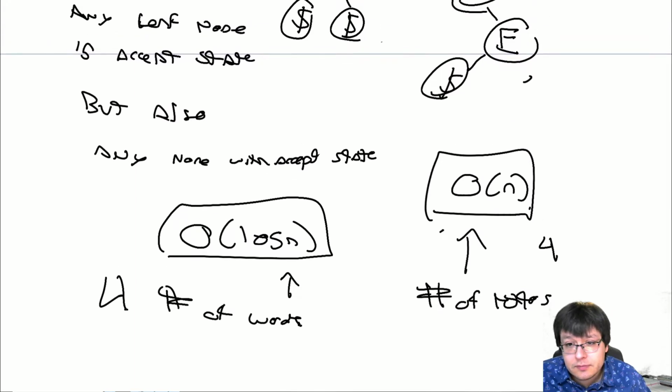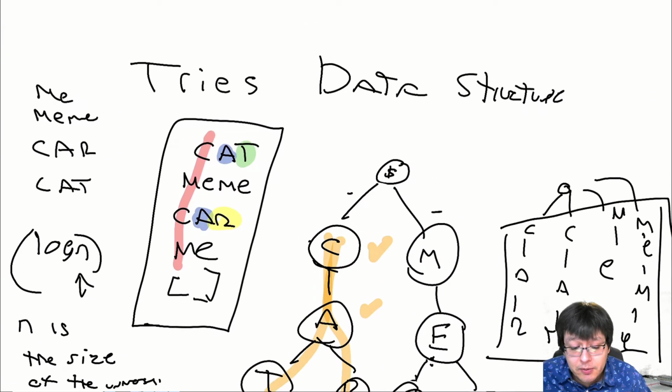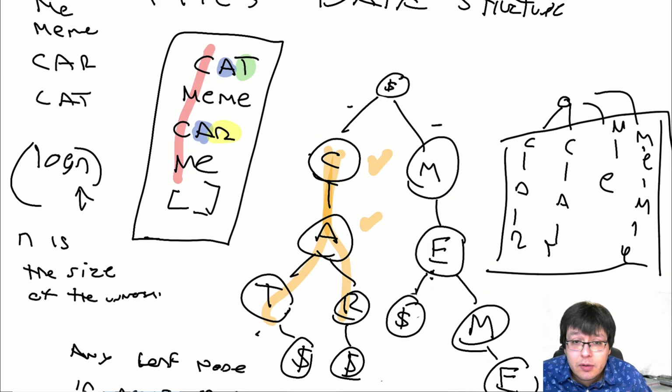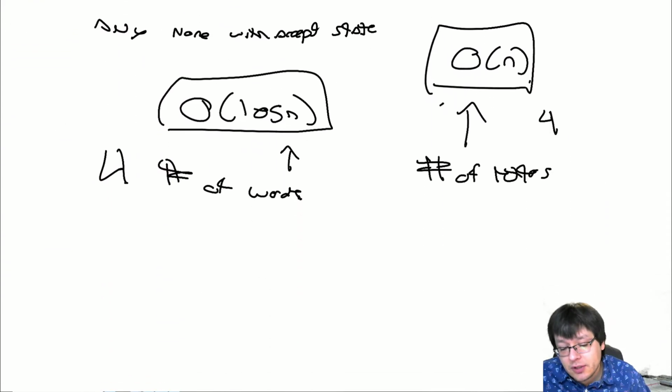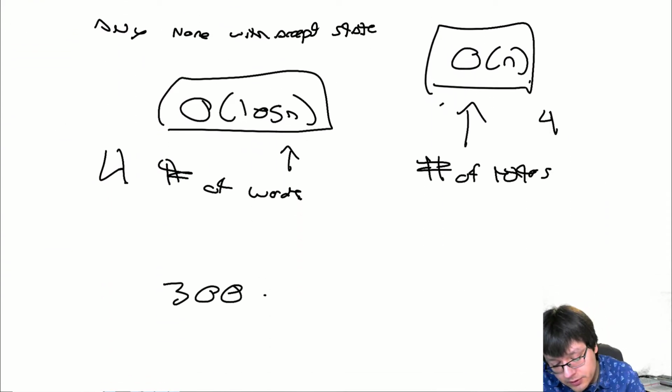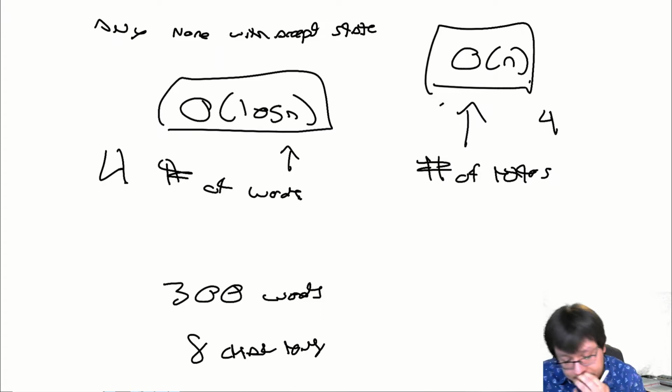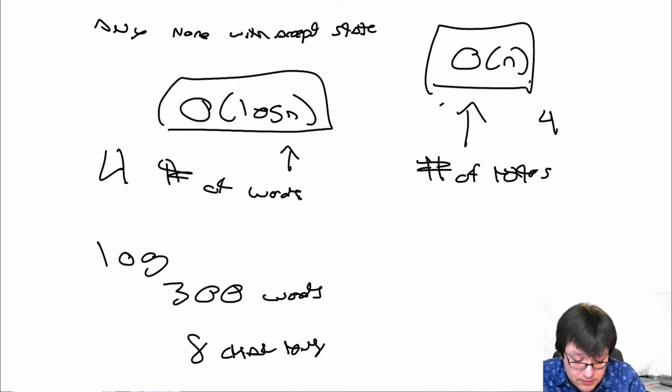However, that's because we have a very small list. But let's say we had 300 words, and the biggest word was 8 characters long. Okay, so 300 words, 8 characters long. Okay, this is going to take log of 300. That's like, I don't know, 10 here.